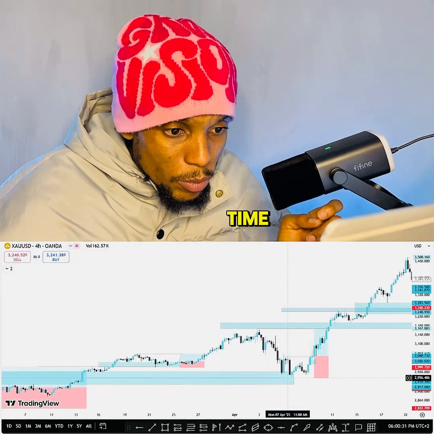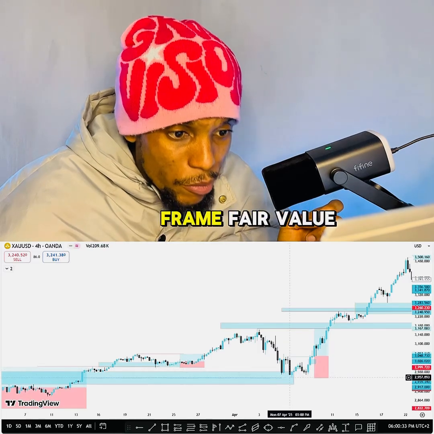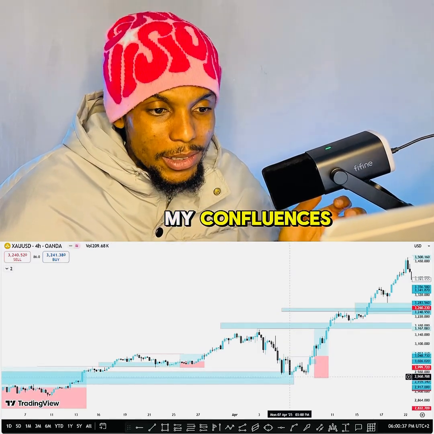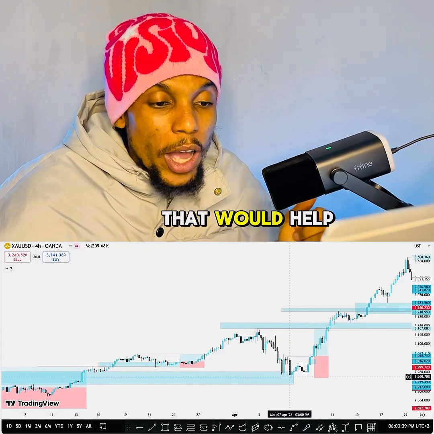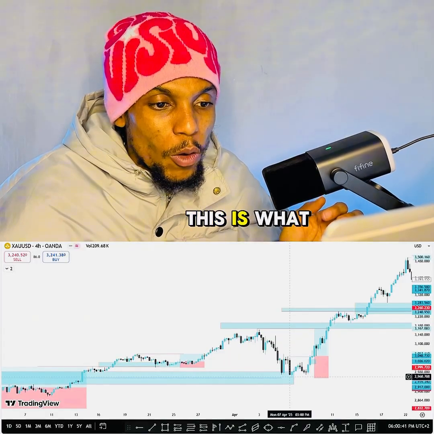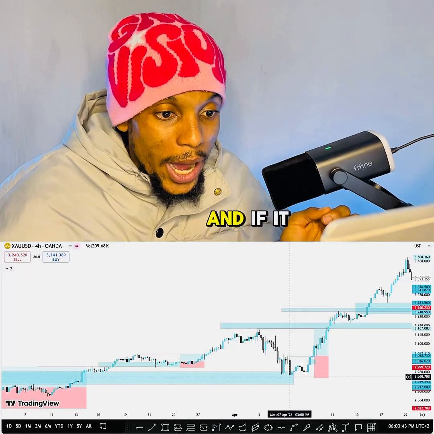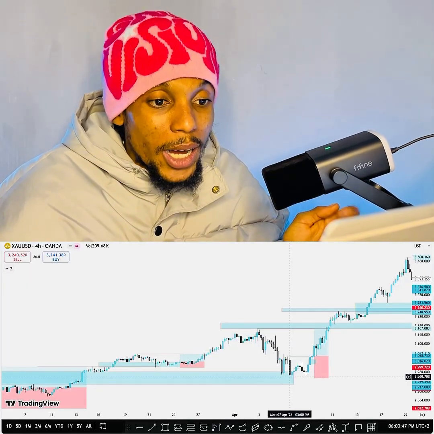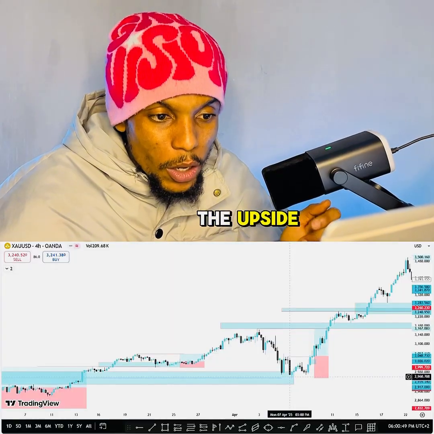So without wasting time, price came into this weekly time frame fair value gap, and I was looking to see my confluences that would help me understand that this is what I'm looking out for. And if it happens, I would confidently enter my trade and then continue longing gold to the upside. What was that?